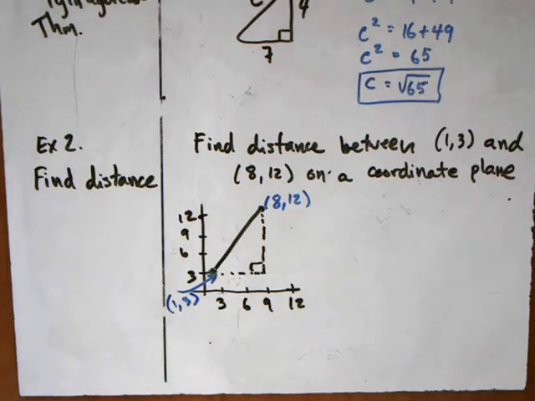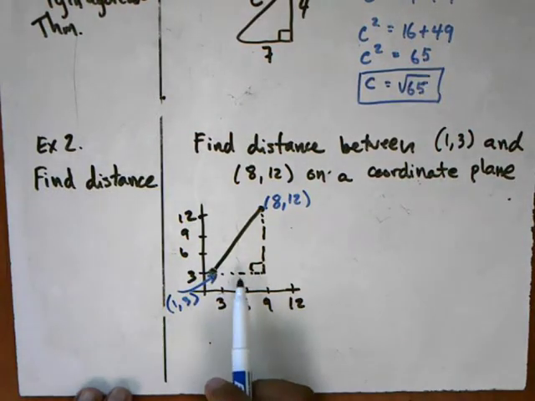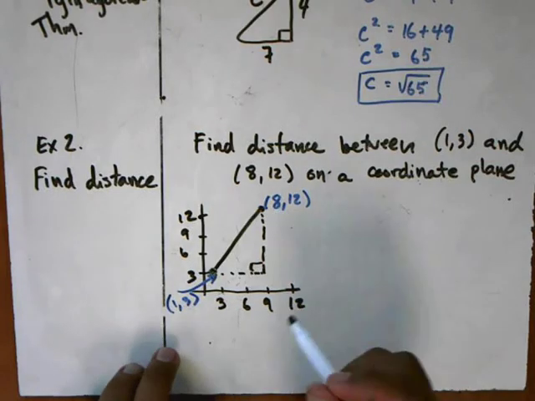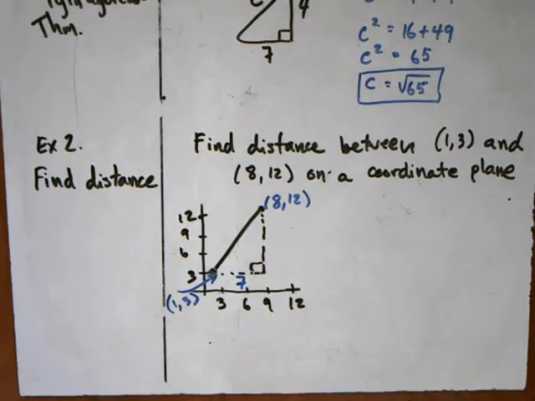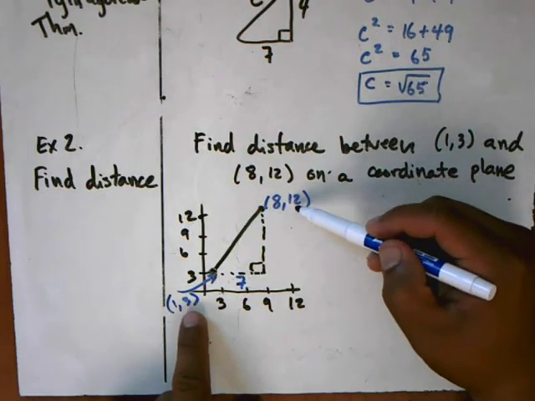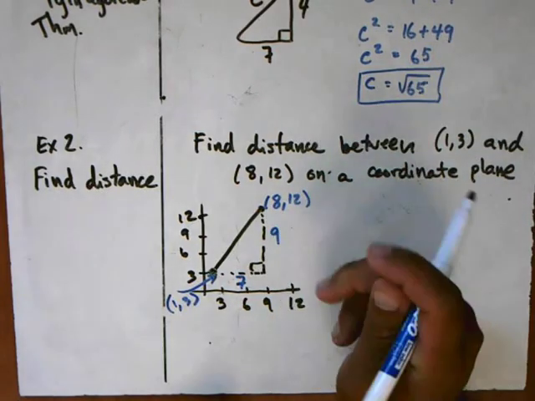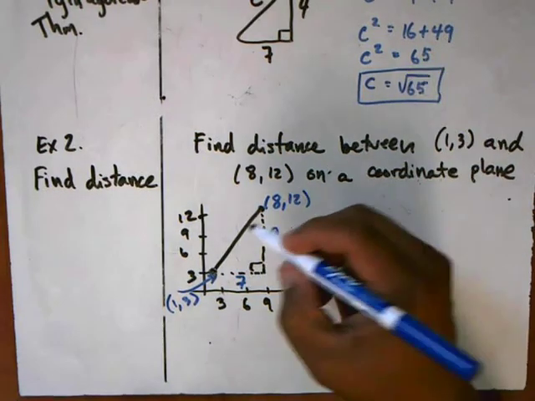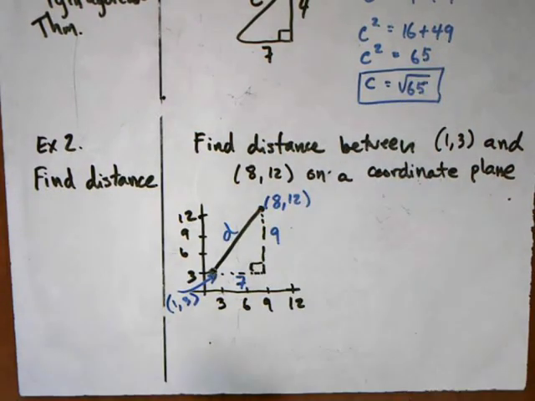Okay. So in other words, the horizontal distance is just the distance between the x coordinates, so 8 and 1, so that's 7 units apart. The vertical distance is just between 12 and 3, so that's 9 units apart. And so now we'll call this d since we're talking about distance.